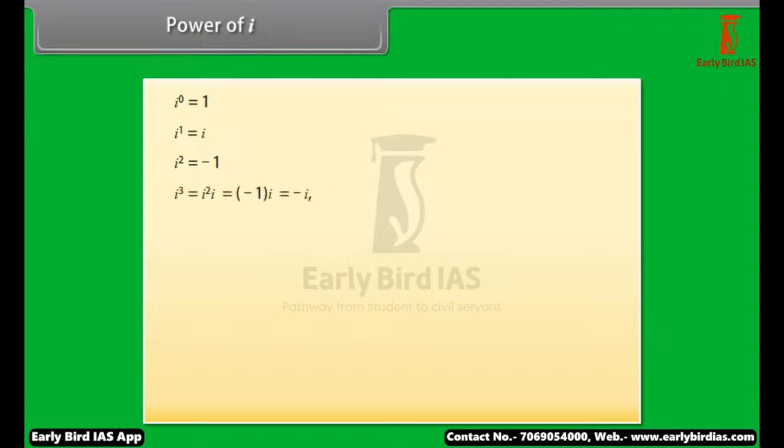Iota raised to the power 3 can also be written as iota square into iota. We know iota square is minus 1. We get minus iota. Similarly, iota raised to power 4 is equal to square of iota square is equal to minus 1 square is equal to 1. Iota raised to power 5 is equal to square of iota square into iota is equal to minus 1 square into iota is equal to iota.